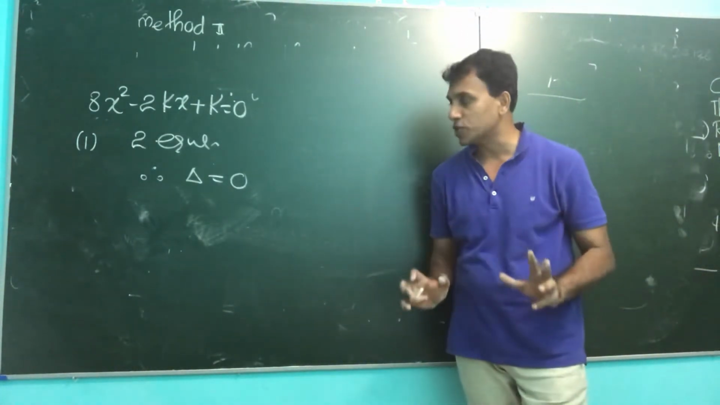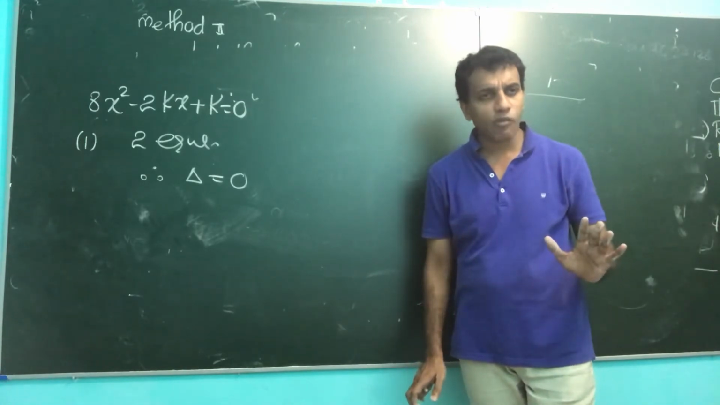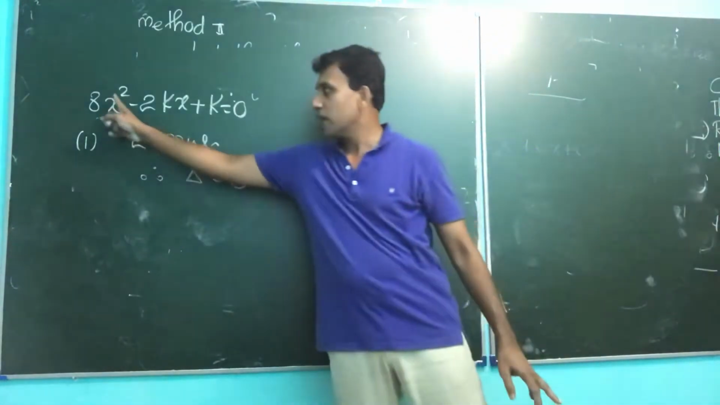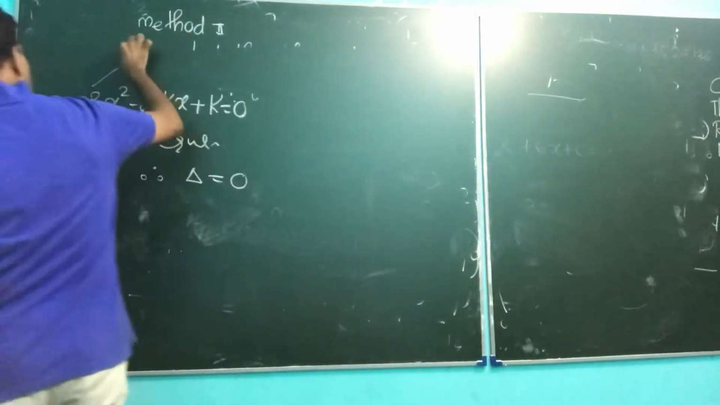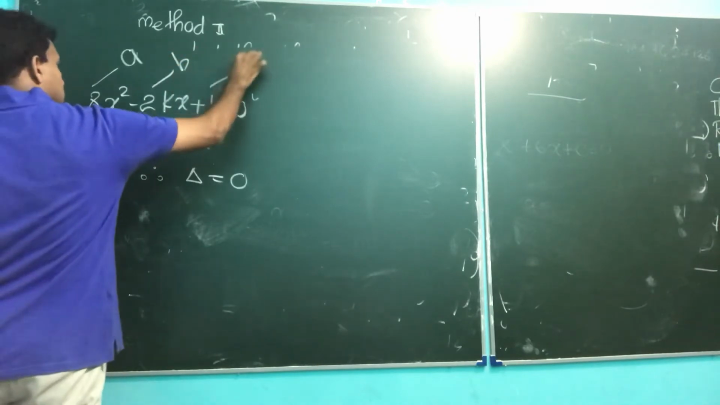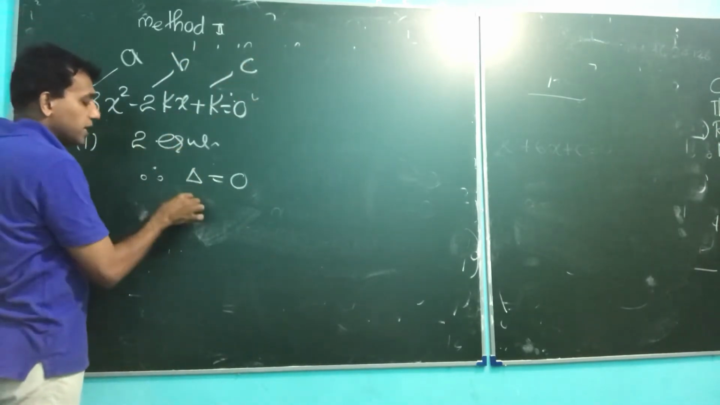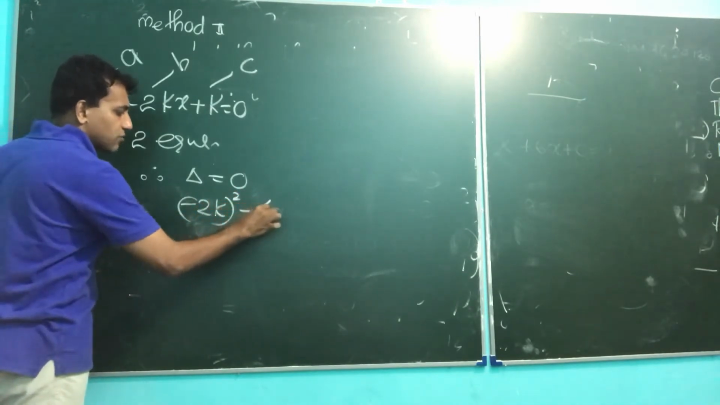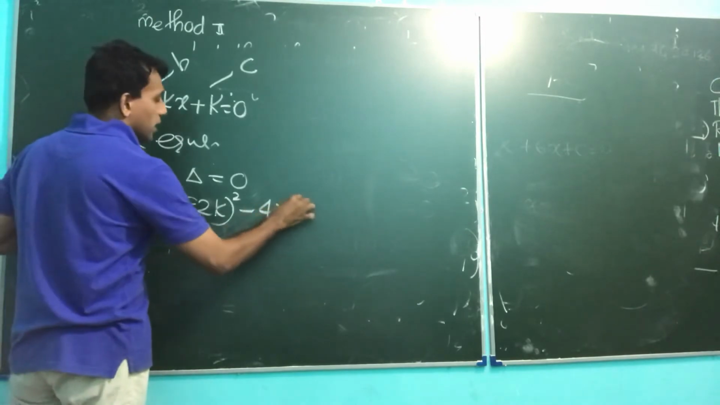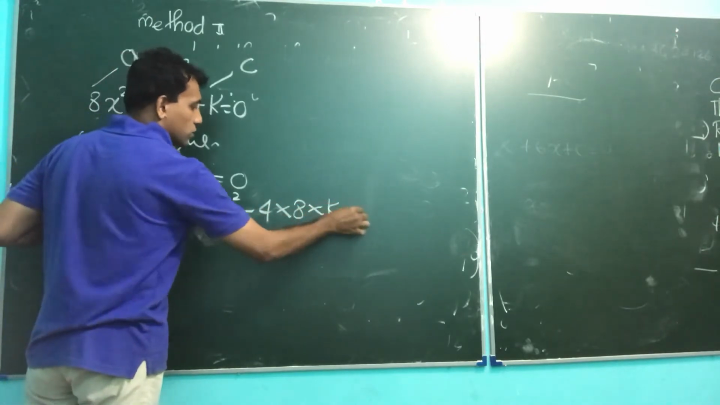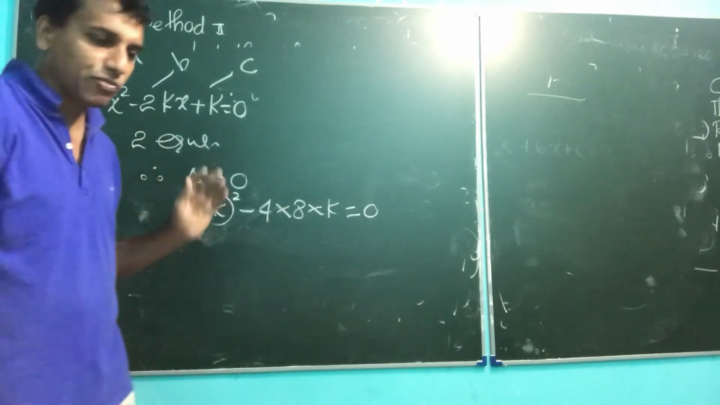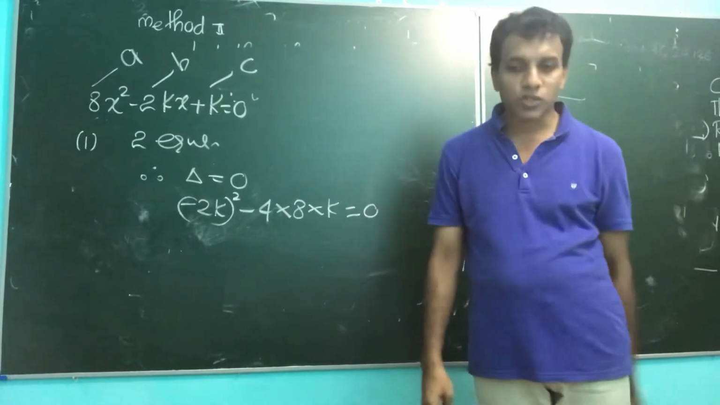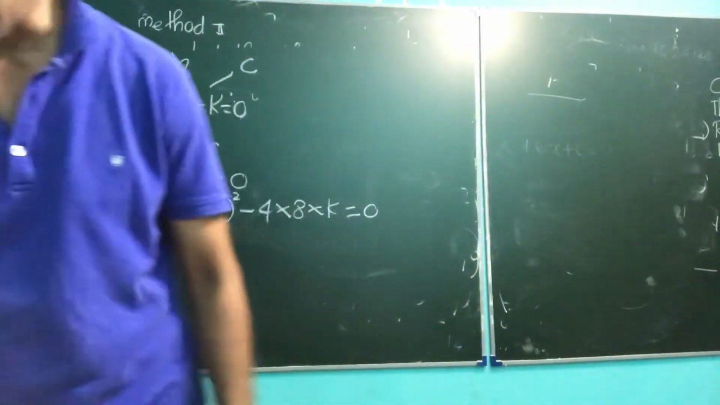Delta equal to 0. What is delta in standard form? B square minus 4AC. Here what is A? A is 8. This is A, this is B, this is C. So what is delta? B square minus 4A into C equal to 0. B square minus 4AC is the delta. Now it's your class work. Find the K value.